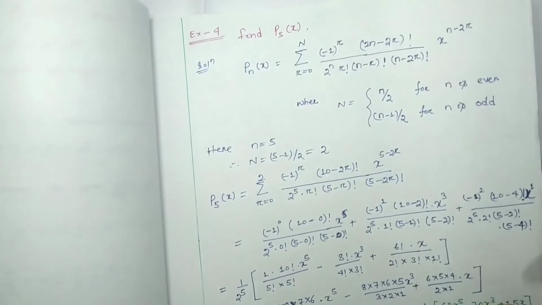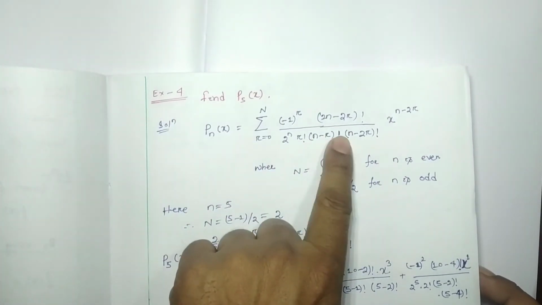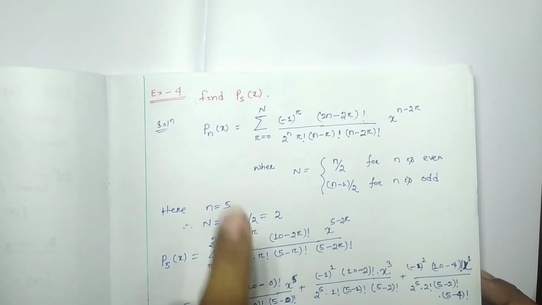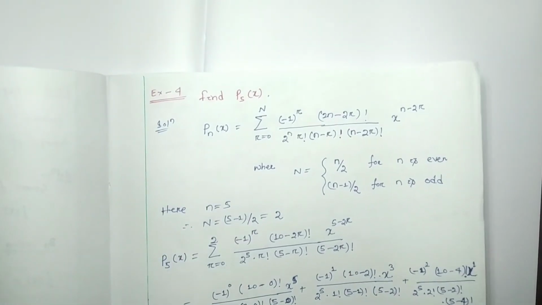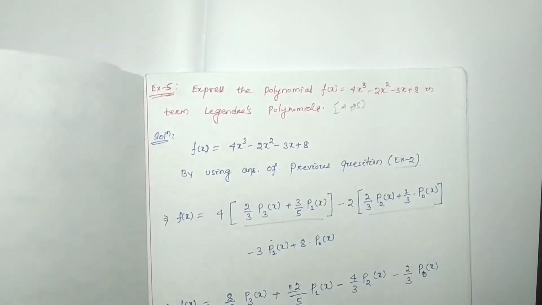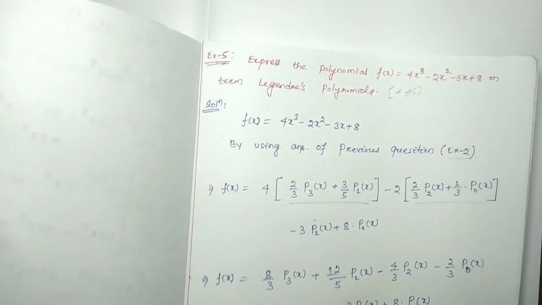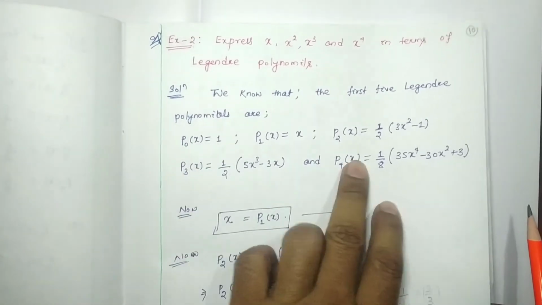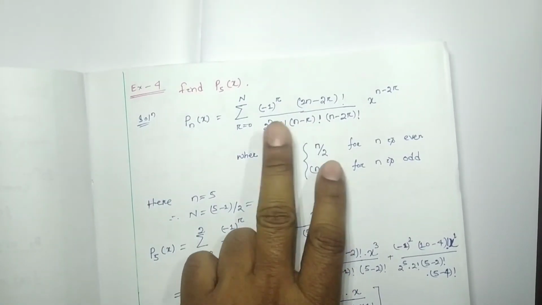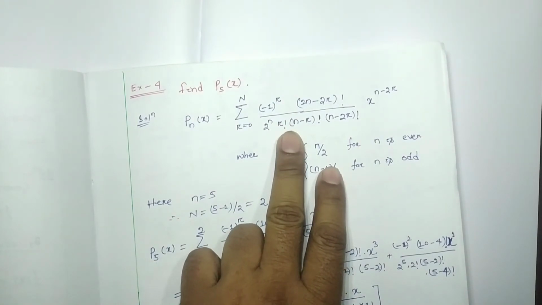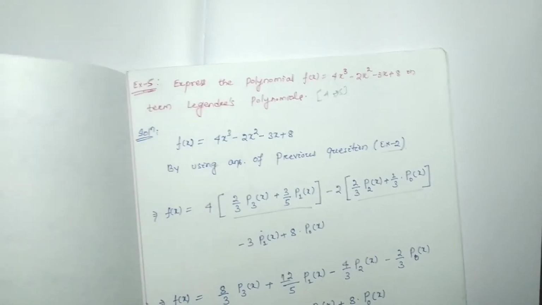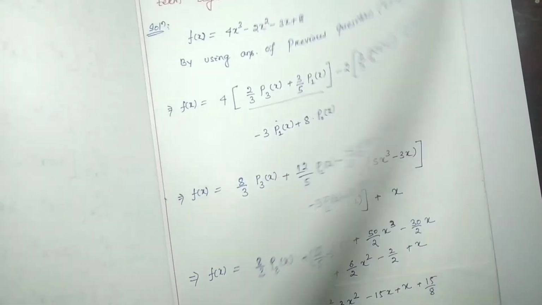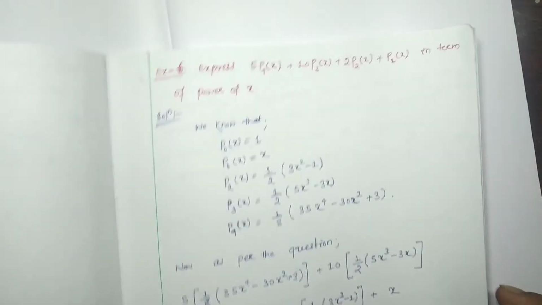Otherwise you have to find out from this general formula: P0(x) is how much, P1(x) is how much, P2(x), P3(x), you have to find out. So you have to just remember these polynomials, or you can extract the polynomials from this formula, and you can do this problem as you wish. Okay, come to the next problem.